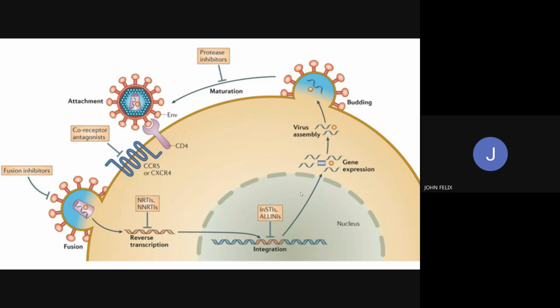Now, this RNA is converted to DNA using the reverse transcriptase enzyme, and then the DNA needs to be integrated with the host cell DNA. This reverse transcriptase enzyme can be inhibited by reverse transcriptase inhibitor drugs like acyclovir, and then we have integration. Integration is inhibited by integrase inhibitor drugs, and it undergoes several gene expression and virus assembly, and the budding of new viral particles occurs.